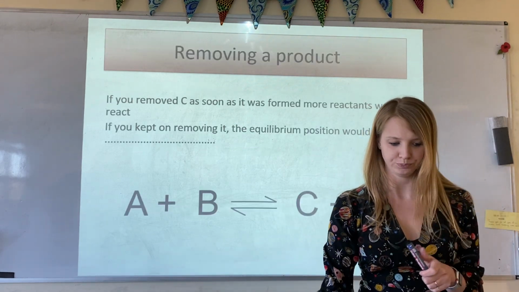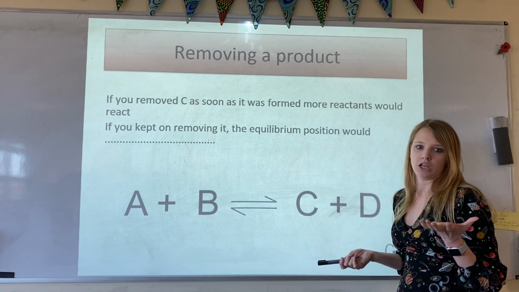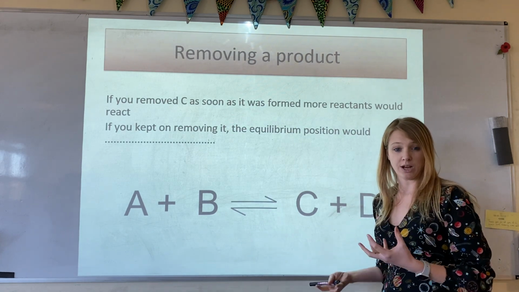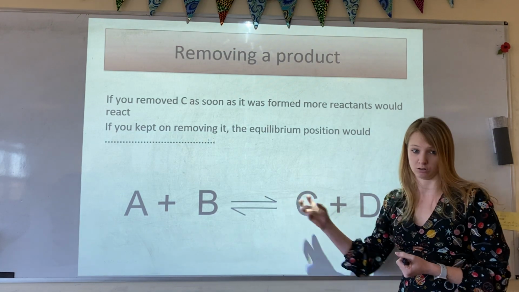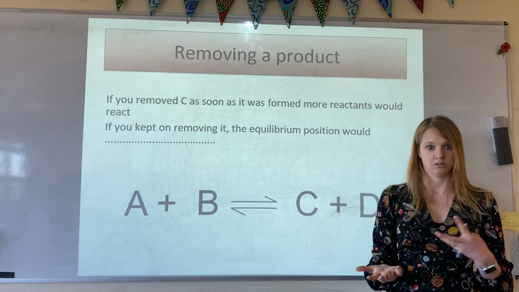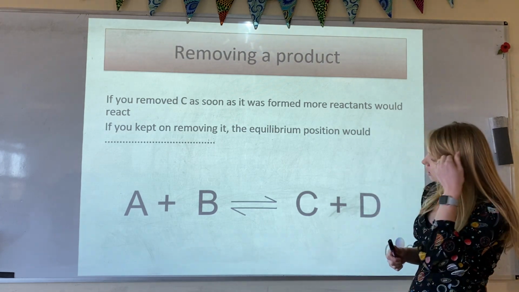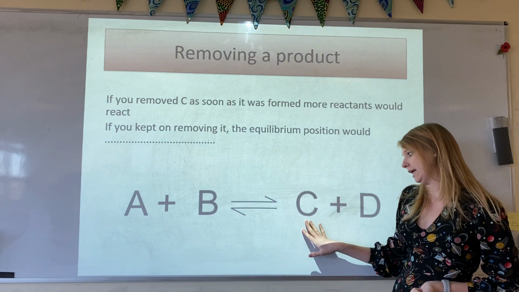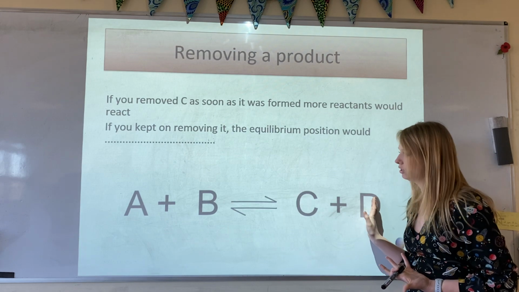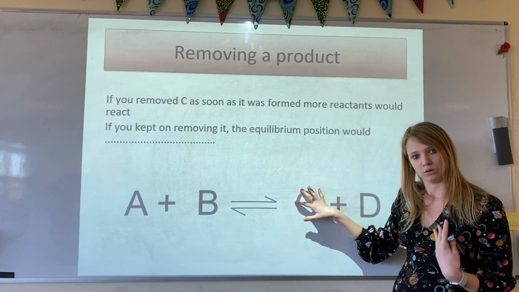Now, in industry, if I was actually using a reversible reaction to make a specific product, I would be removing that product because I'd want to take it and sell it or do something with it in another industrial process. So let's say that C was my useful product being made, D might be a waste product, but I'd start removing C as soon as it was made. What do you think would happen?